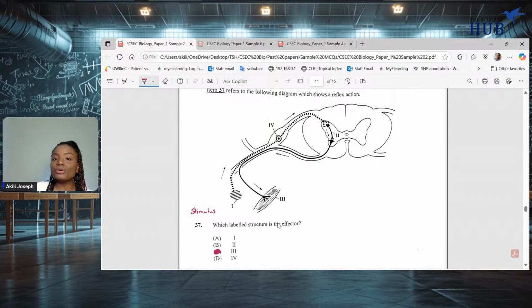Right? So you have a stimulus, which is a change in the environment that is detected by 1. 1 is going to be the receptor. Then that is going to send an electrical impulse via 4, which is going to be your sensory neuron. That will take it to the CNS, in this case the spinal cord, right?